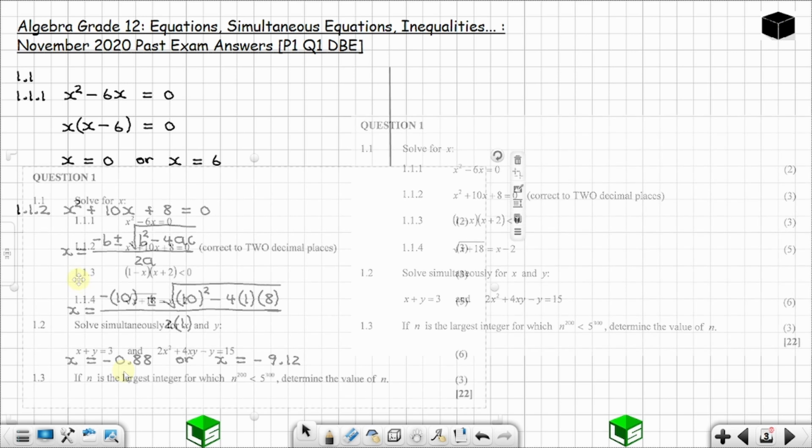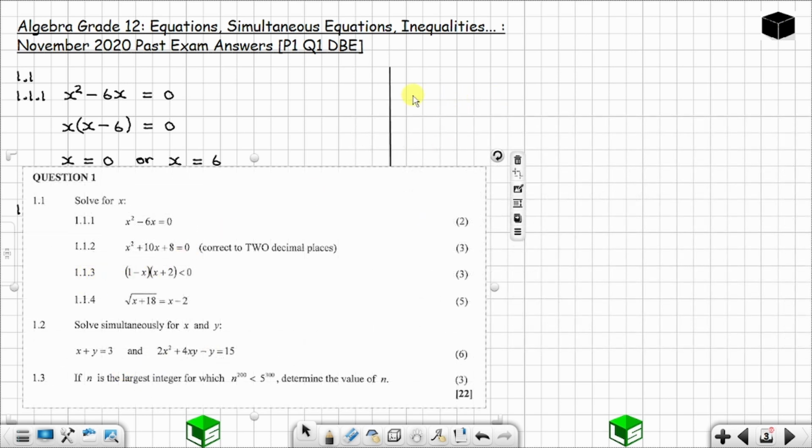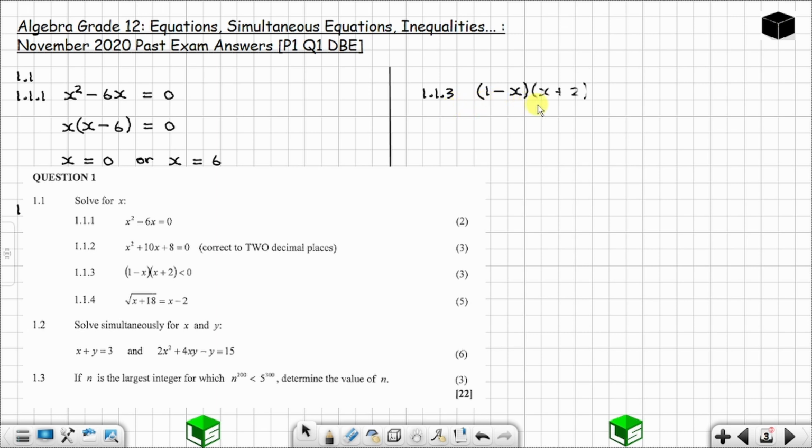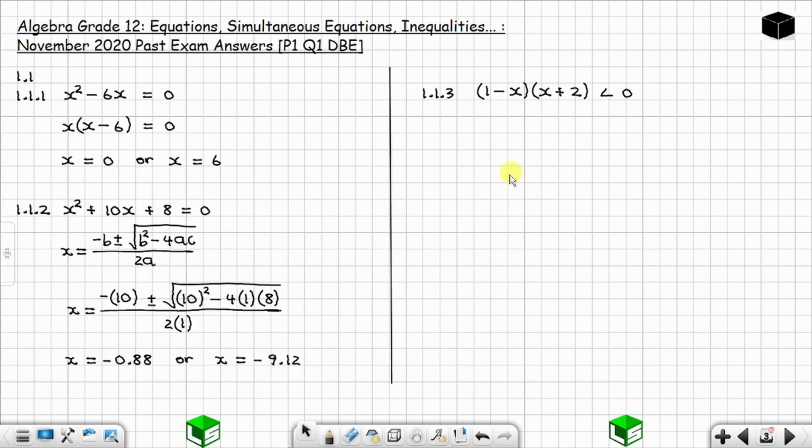So the question is 1.1.3, and you have this. You can see 1 minus x in bracket and x plus 2 in bracket less than 0. Let me close this for now. This is the question. This is an inequality that you are given.